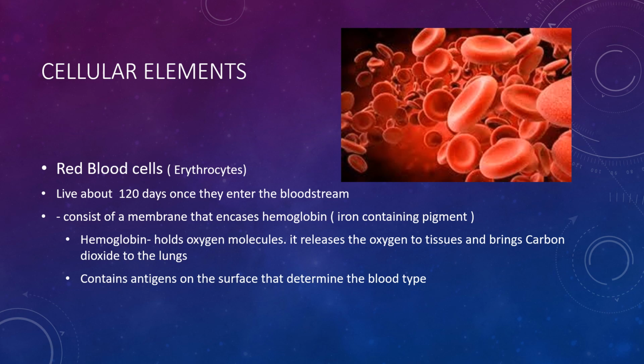Your red blood cells consist of a membrane that encases your hemoglobin, which is the iron-containing pigment. The function of your hemoglobin is to hold the oxygen molecules. It also releases the oxygen to the tissues and brings carbon dioxide to the lungs. Remember that a person who is anemic has too little hemoglobin. That's why if you see an anemic person, they look pale, because they lack hemoglobin, which contributes to the red pigment of your red blood cells.